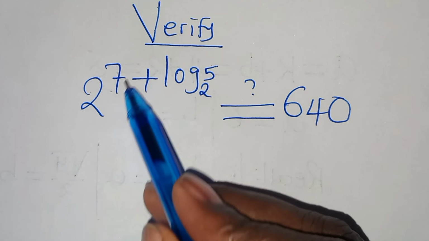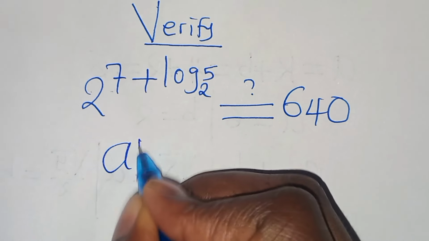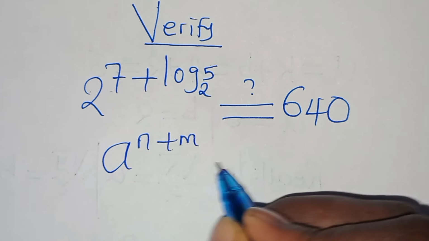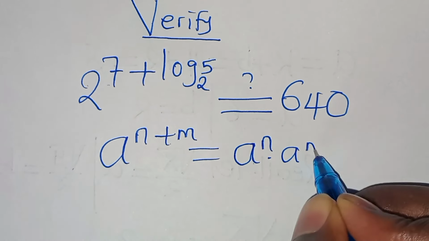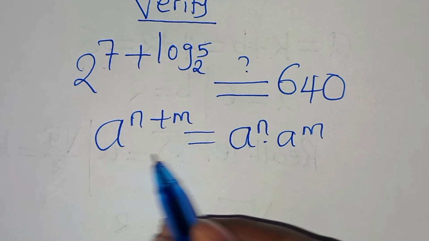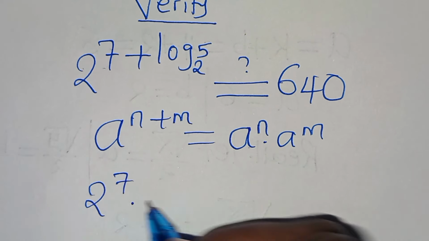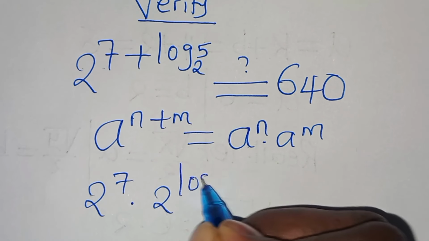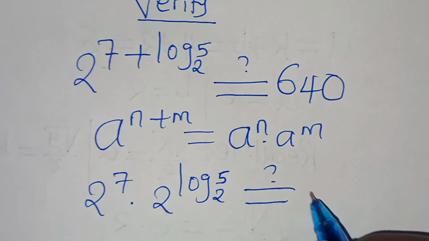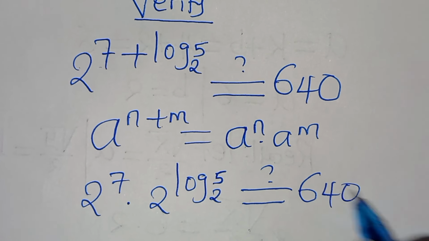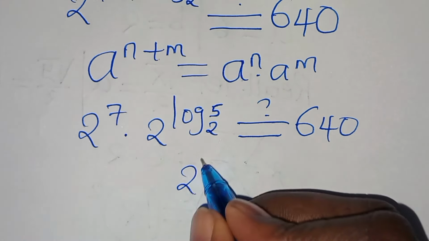Now we have that 2 to the power of 7 plus log 5 to base 2. This is in the form of a to the power of n plus m, which we can express as a to the power of n multiplied by a to the power of m. Applying this exponent property, here we have 2 to the power of 7 multiplied by 2 to the power of log 5 to base 2. This is supposed to give us a value of 640.